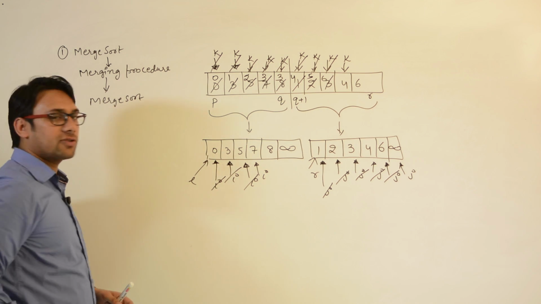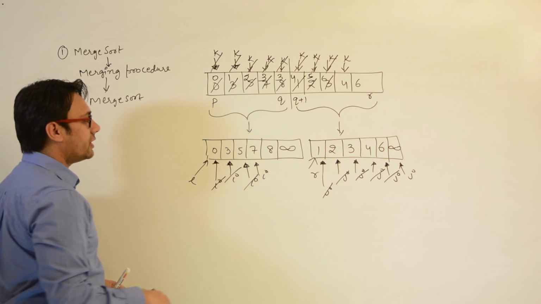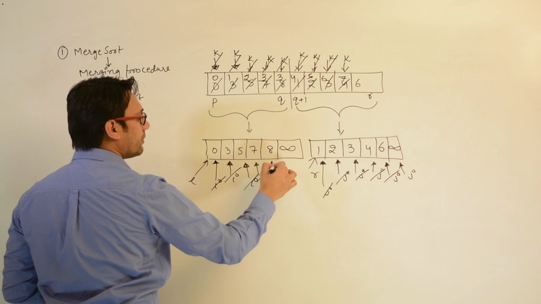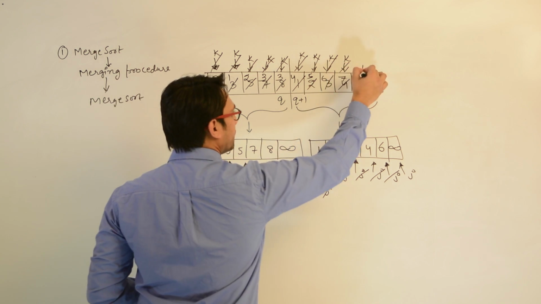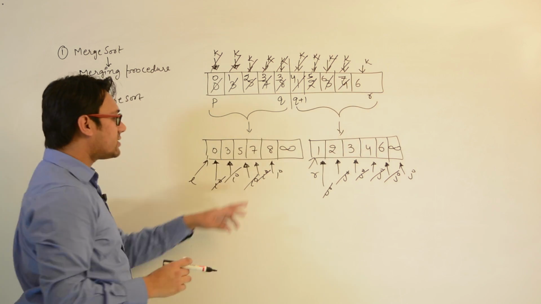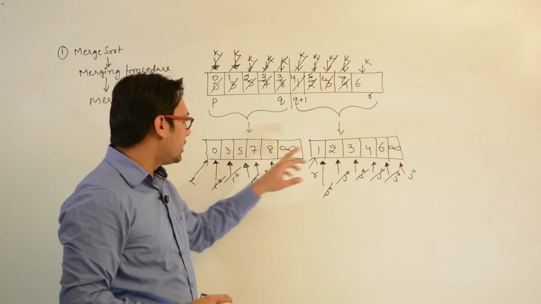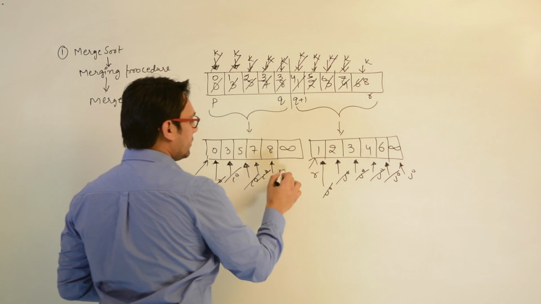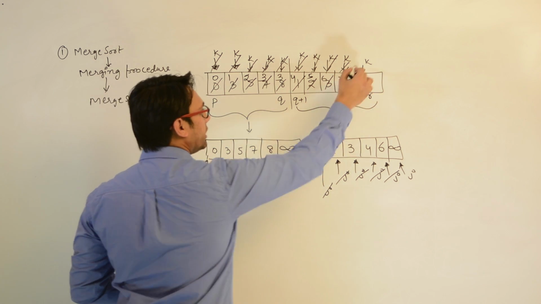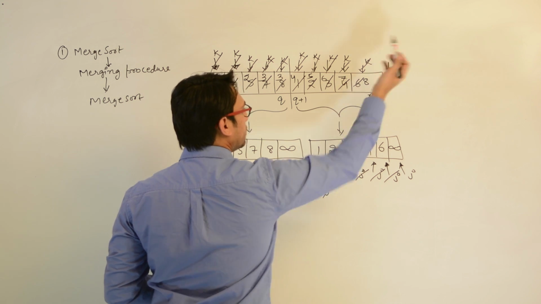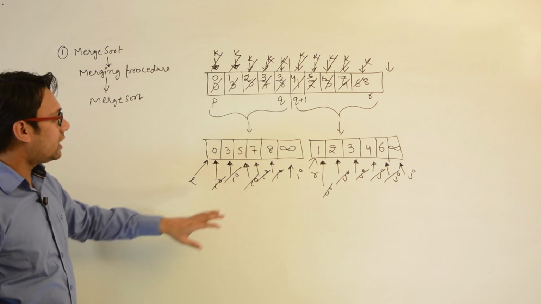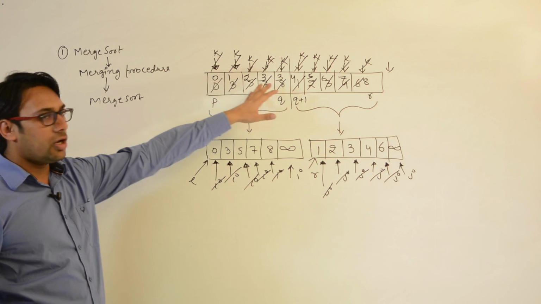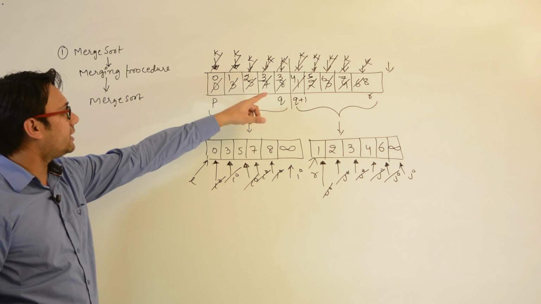You can see 7 is always less than infinity, therefore we are going to copy 7 here, and again we are going to increment the value of I, so k will be here, right? And then you can see 8 is less than infinity, therefore we are going to copy 8 here, and then increment the value of I and increment the value of k, or you don't have to increment the value of k.